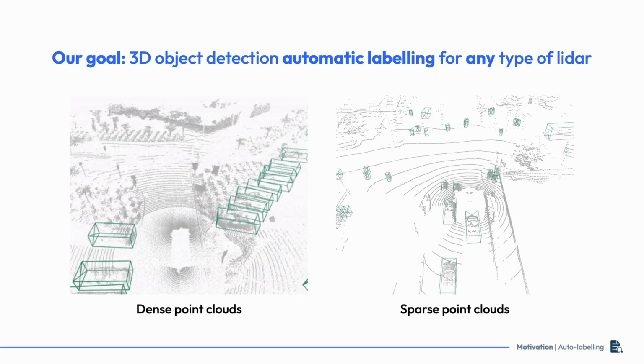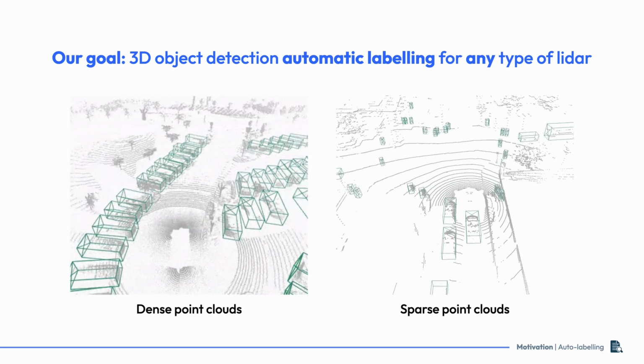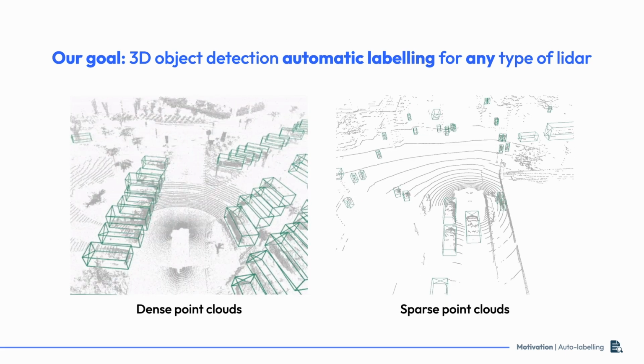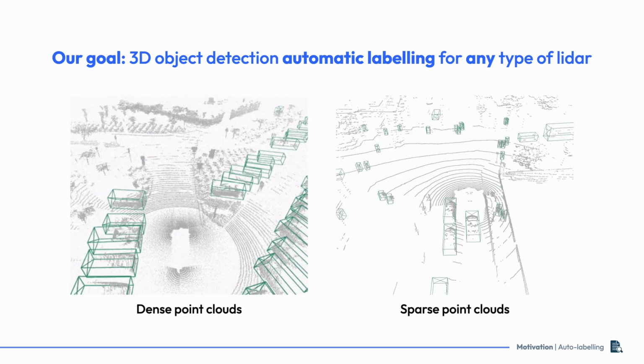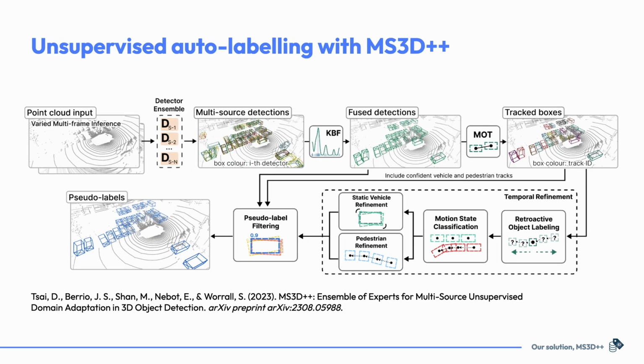And the idea behind this is for transfer learning, so that you can label your own LiDAR and basically fine-tune these detectors to get good performance on your LiDARs. So the solution that we propose is called multi-source 3D, and the main idea is unsupervised auto labeling. I'll step through this first.